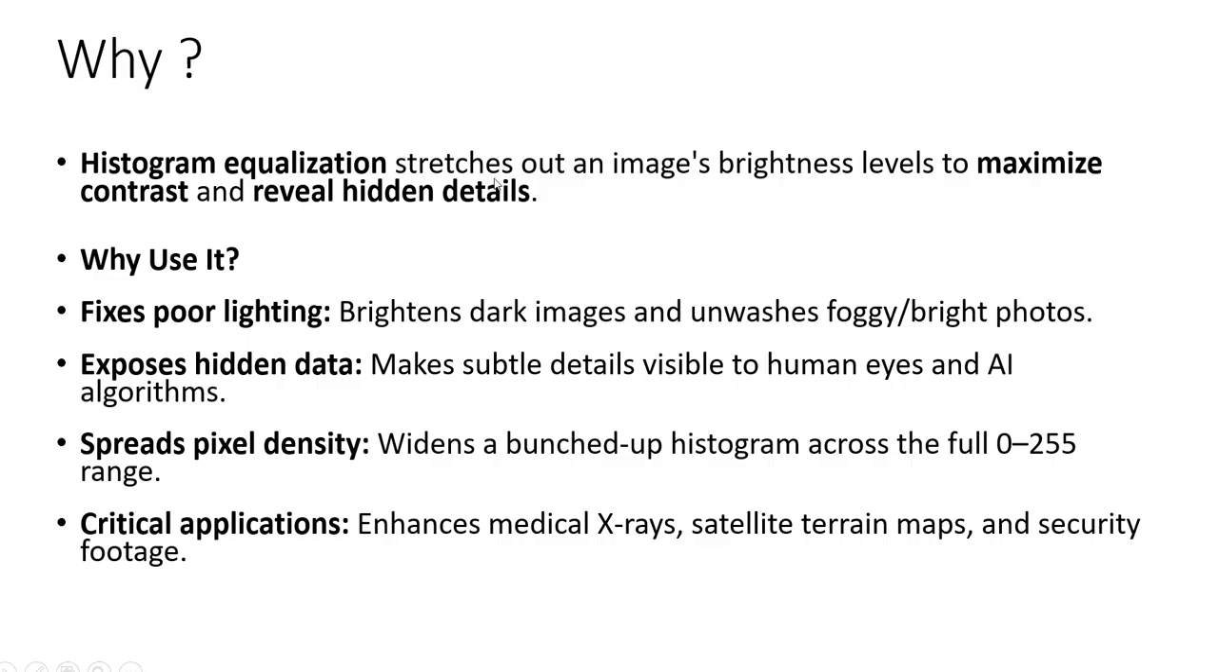So histogram equalization stretches out an image's brightness levels to reveal contrast and hidden details, and it fixes poor lighting. If there is poor lighting on the image, it exposes hidden data, spreading the pixel density across the full 0 to 255 range.